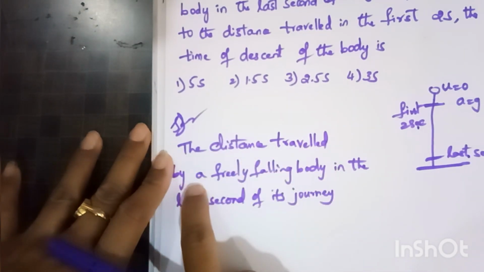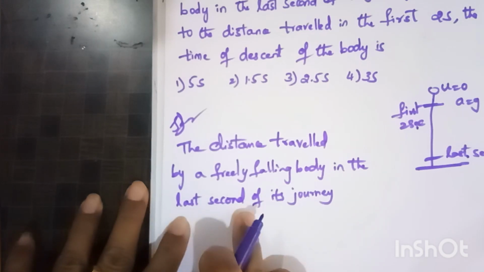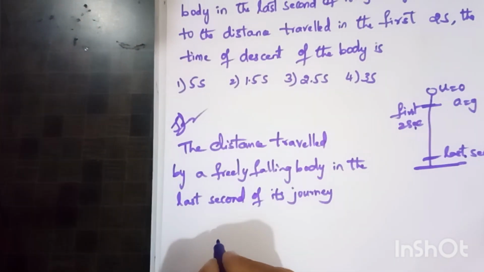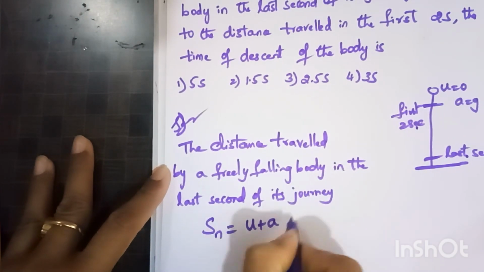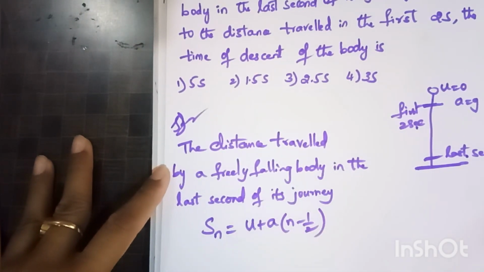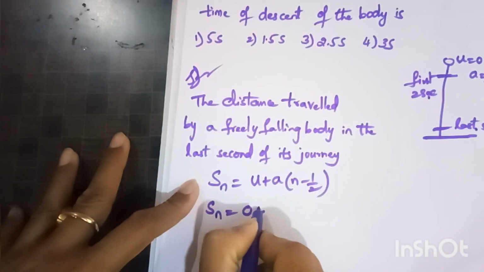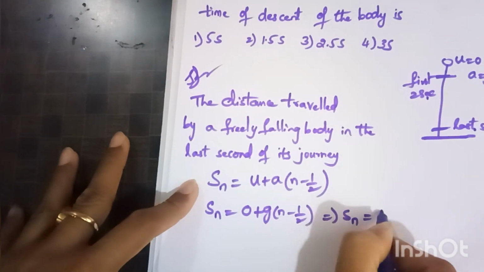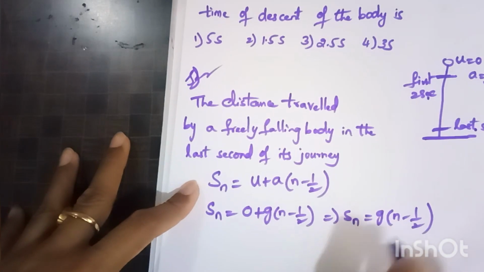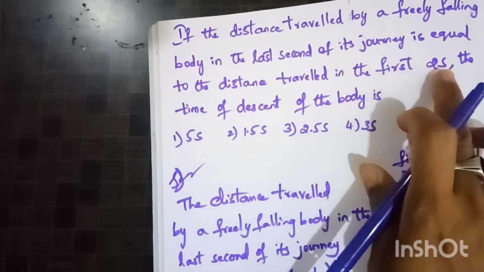the distance traveled by a freely falling body in the last second of the journey. Last second means, what formula can we take here? Sn equals u plus a into n minus 1 by 2. For the last second, Sn equals u, which is 0, plus g into n minus 1 by 2. So Sn equals g into n minus 1 by 2. And what they have given is that this is equal to the distance traveled in the first 2 seconds.